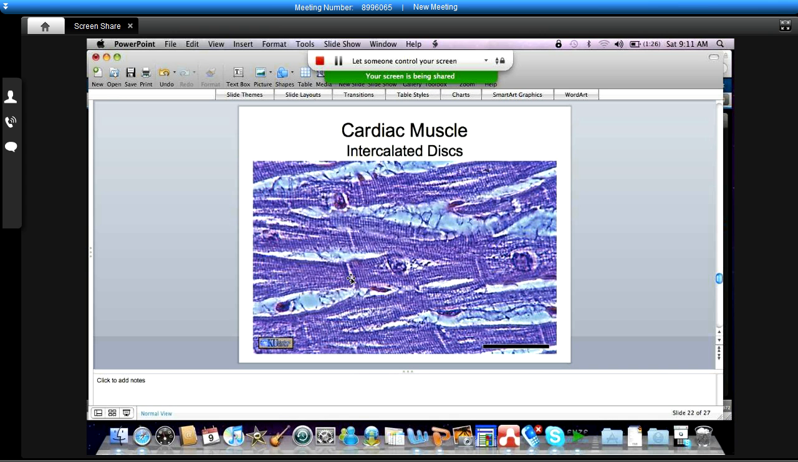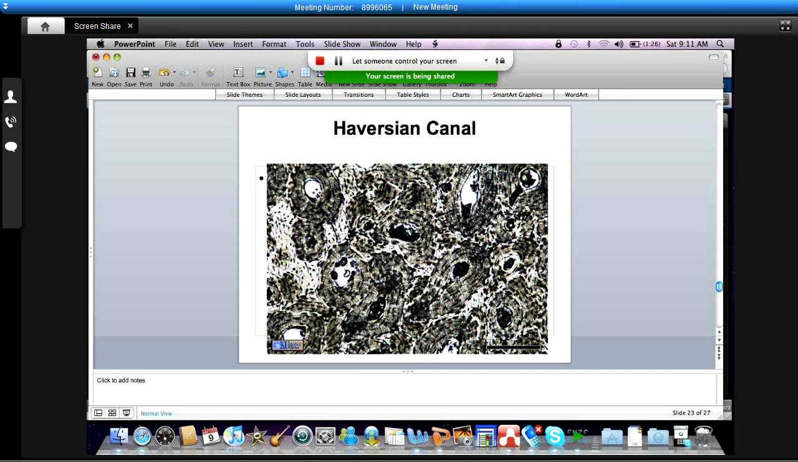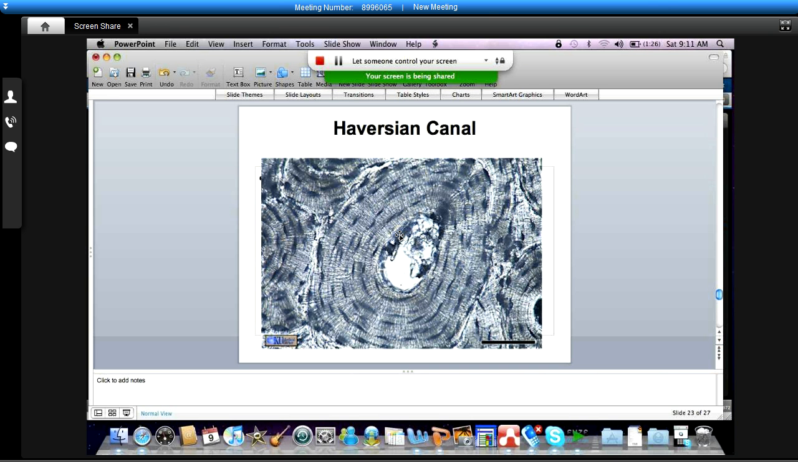Classic picture seen on an exam. I'd ask you to identify this structure and the disc. You should be able to tell me what's the importance of the intercalated disc as well. Haversian canals, bone tissue. Know the importance of the Haversian canal. Classic picture that's shown on an exam, Haversian canal. Look at the lamella.